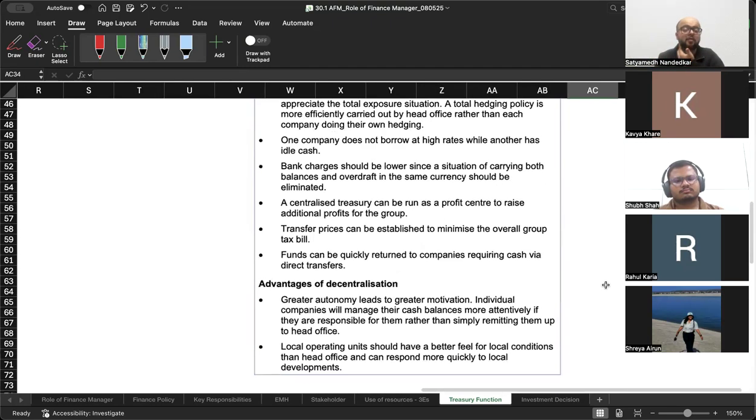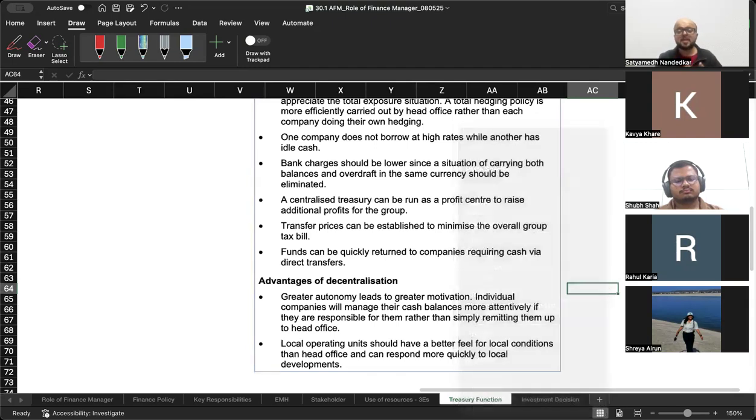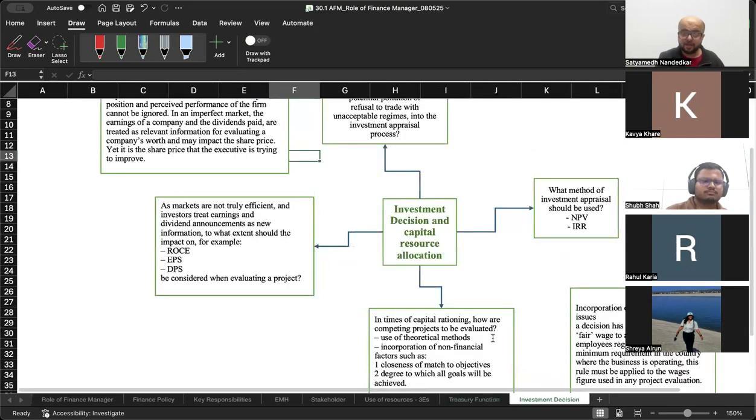Okay. And when you think of decentralization, see, there is a possibility that the person at the local level has a better knowledge of what is happening at that location. If he keeps on waiting for the decision from the head office, it will unnecessarily keep on getting delayed. So decentralization might help in quicker decision making.